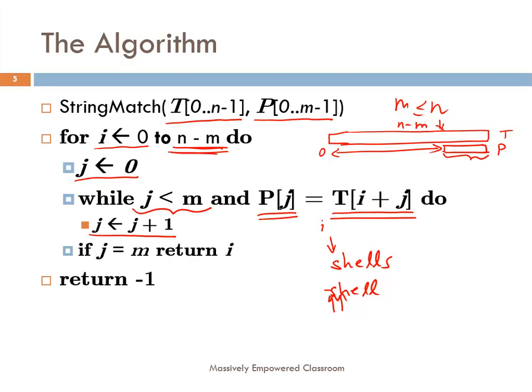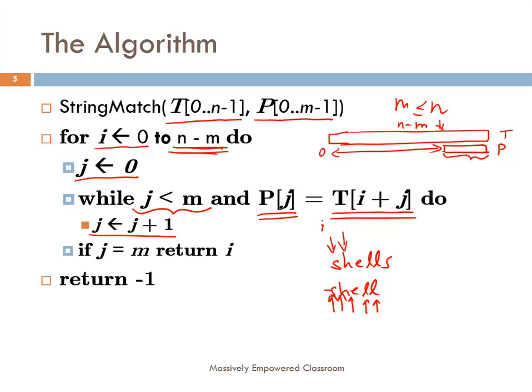j advances to the next one, and P of j is h, and T of I plus j will point to h. They match each other. I remains the same. I is in the outer loop. j keeps advancing, right? With each advancement of j, we compare the jth character of the pattern to the I plus jth character of the text, and if they keep matching, we keep advancing.